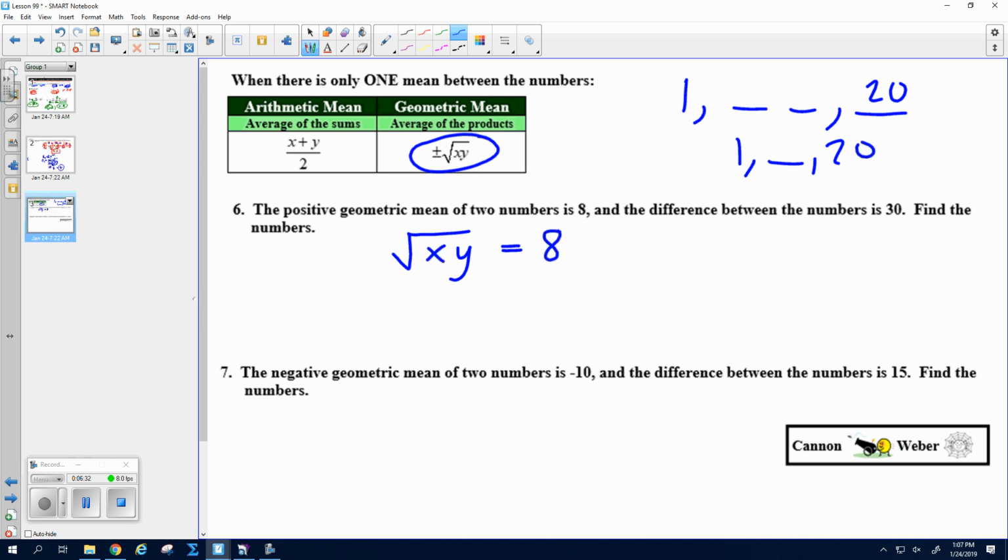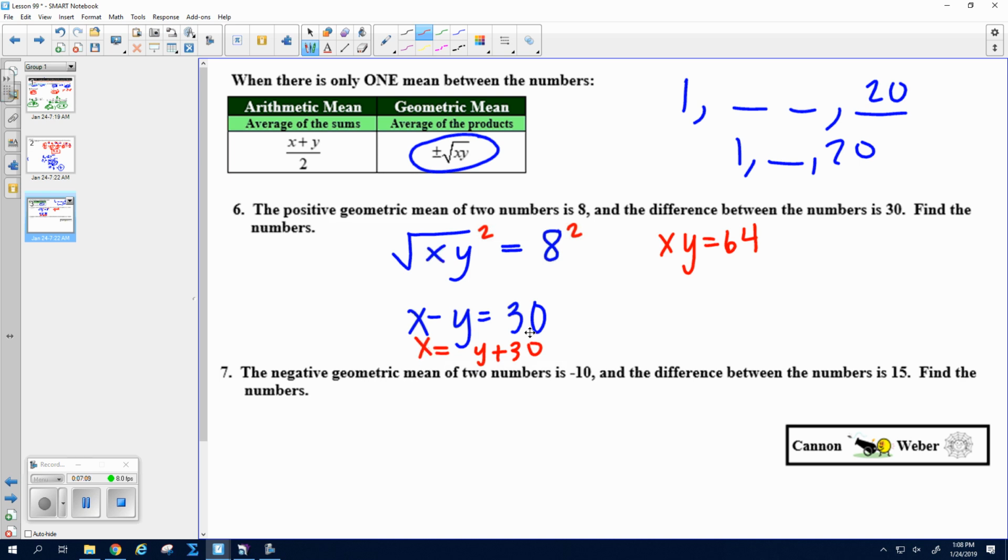How do I just write an equation that says the difference between the two numbers is 30? Yeah, x minus y equals 30. Easy peasy. Now I just need to solve using algebra. So I'm going to square both sides right here because I want to undo the square root. So this now tells me that x times y equals 64. Okay, you can solve wherever you want and plug into the other one. It's just substitution. I'm going to solve for this x right here by adding the y to the other side.